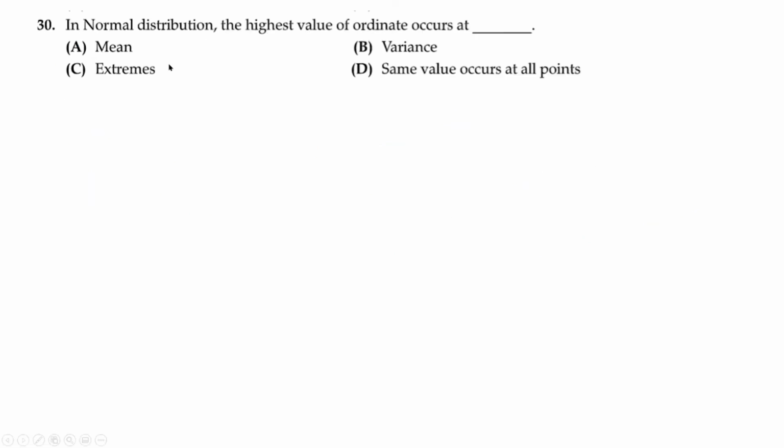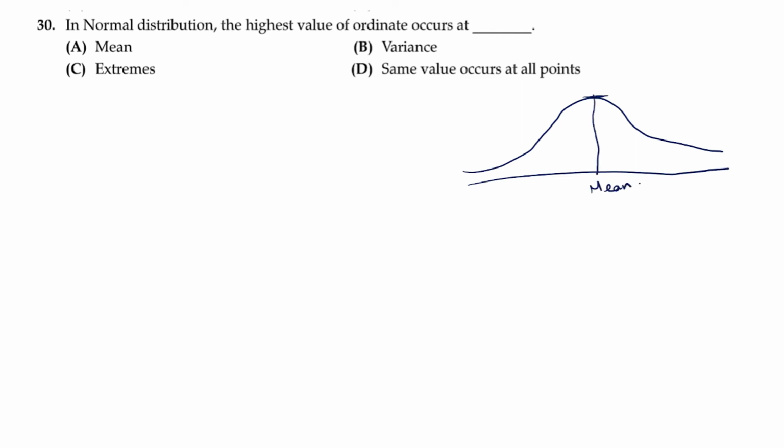Next question, in normal distribution the highest value of ordinate occurs at. Now we know the graph under the normal distribution, it is a bell-shaped curve. So this is the highest point and it occurs at the mean. So this is the mean. So the highest value of ordinate occurs at A, mean.